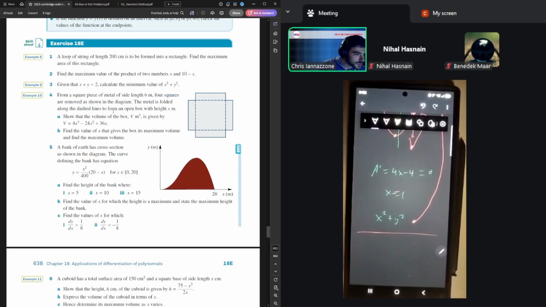The metal's then folded to form an open box with height x. So more or less these little cutouts each have dimensions of x by x, and if you fold that up, the height is therefore going to be x. We're trying to show that the volume ends up being this cubic.